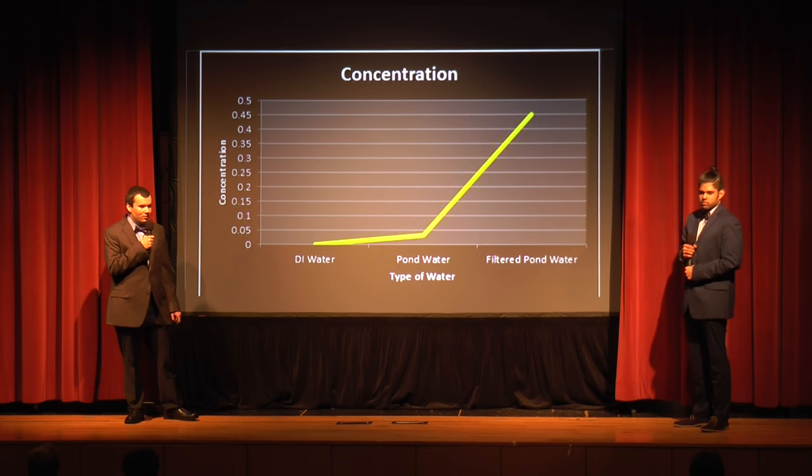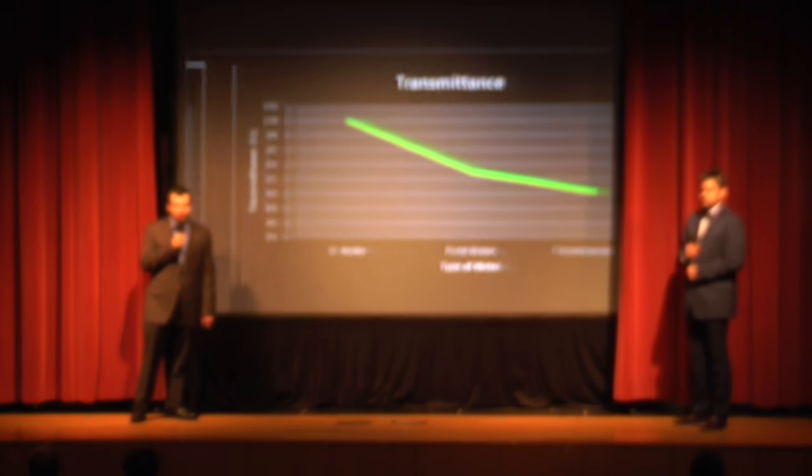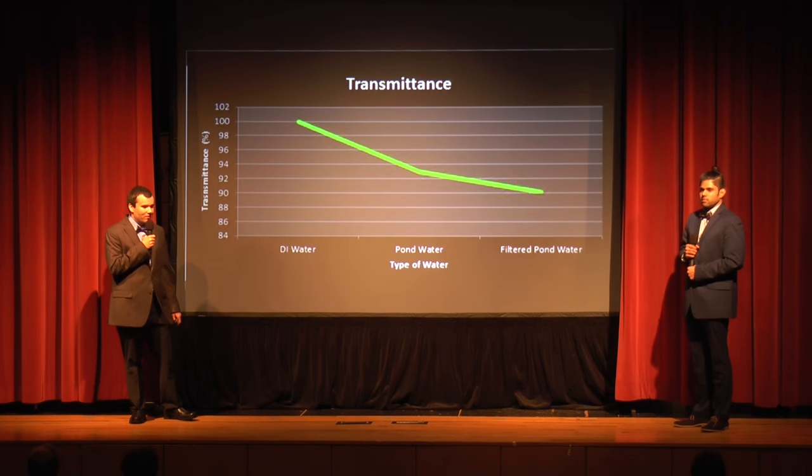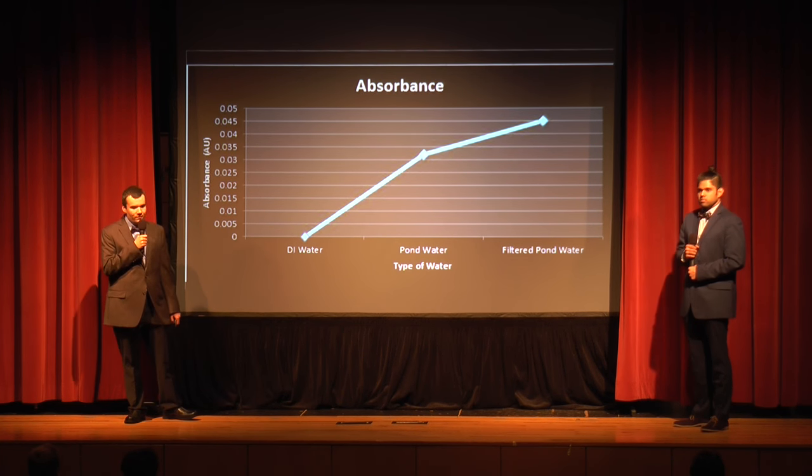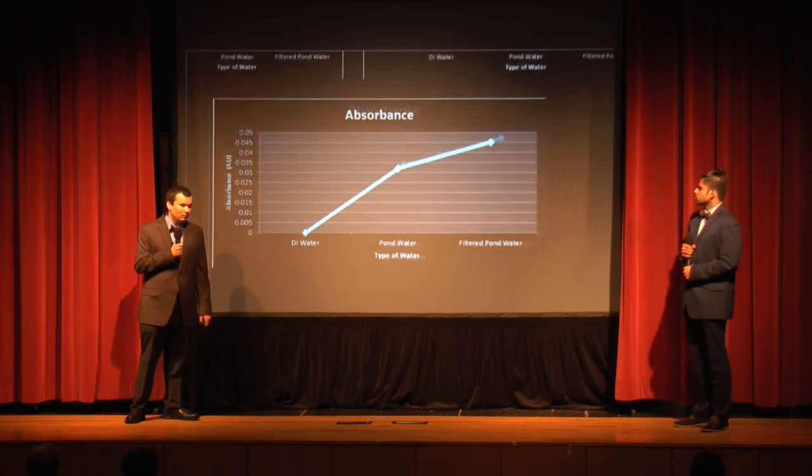A spectrophotometer measures concentration, transmittance, and absorbance. Concentration is the amount of particles present in the solution. Transmittance is the percent of light that passes through the solution. And absorbance, which is measured in absorbance units, is the amount of light that is absorbed by the particles.